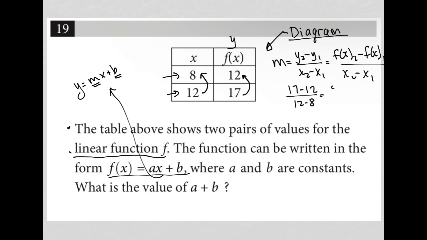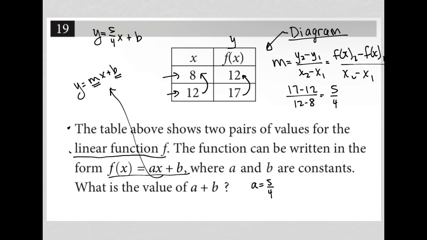17 minus 12 is 5. 12 minus 8 is 4. So a, or my slope, is equal to 5/4. Now how about my b value? Well, without graphing this, which I don't really want to do in this case, I can't visually determine what b is, but I can use my equation, right? So far I know that I have y equals 5/4 x plus b.